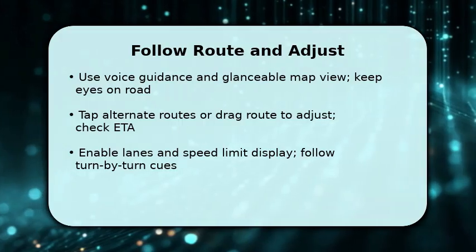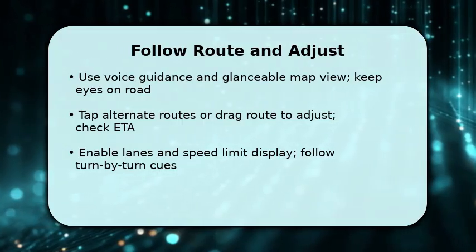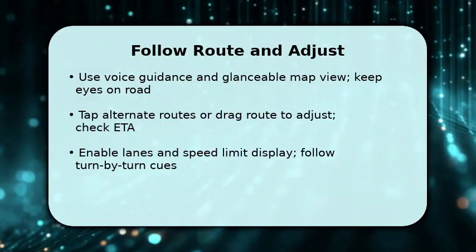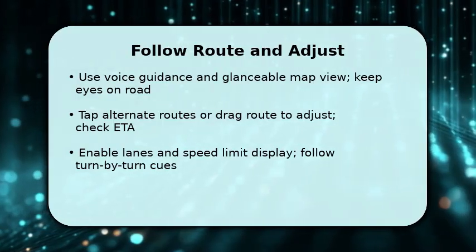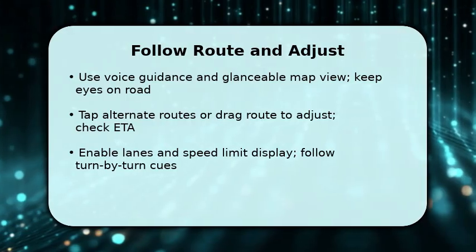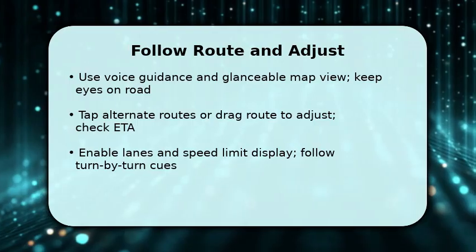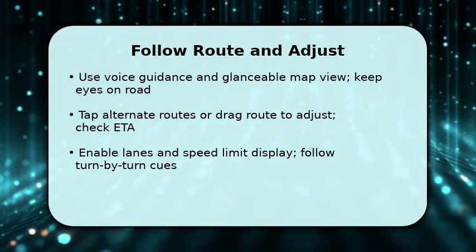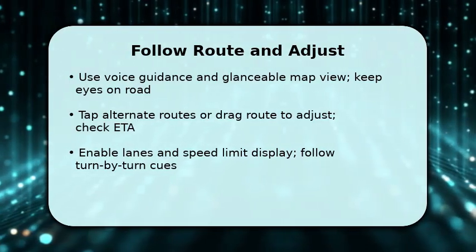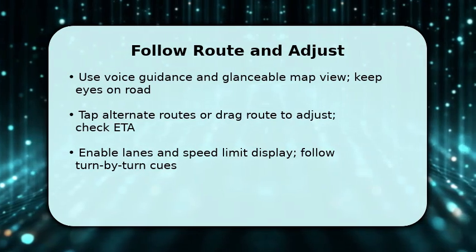If traffic changes, Google suggests alternates. Tap one or drag a route segment to detour. Watch ETA and remaining distance. If you need a stop, search along route for gas, food, or parking and add it. Make sure lane guidance and speed limits are visible, so you can react safely to upcoming merges and exits.